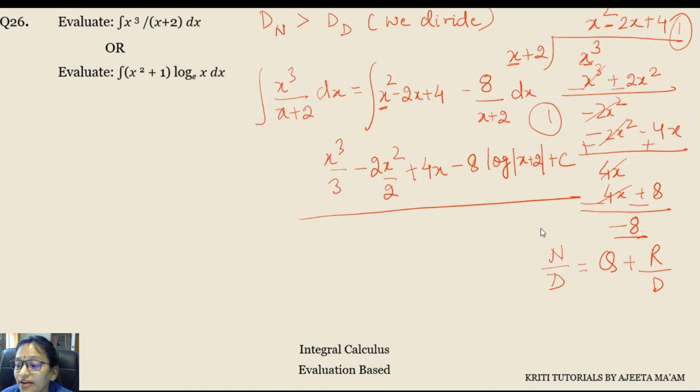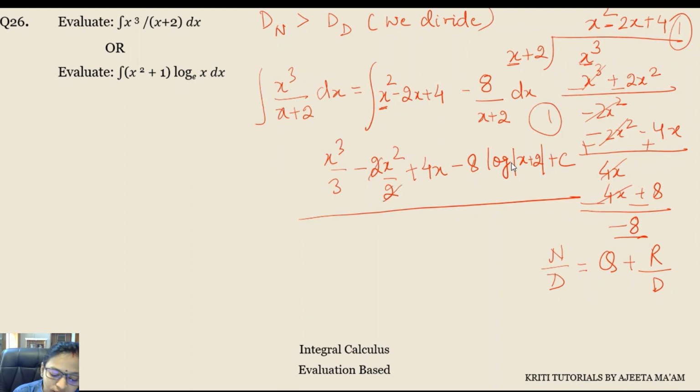And then we write the entire function in which format? Quotient plus remainder upon denominator. So here your quotient is what? X square minus 2x plus 4. What is your remainder? Minus 8. So therefore we have written in this form. And then we integrate one term and therefore we get our answer.